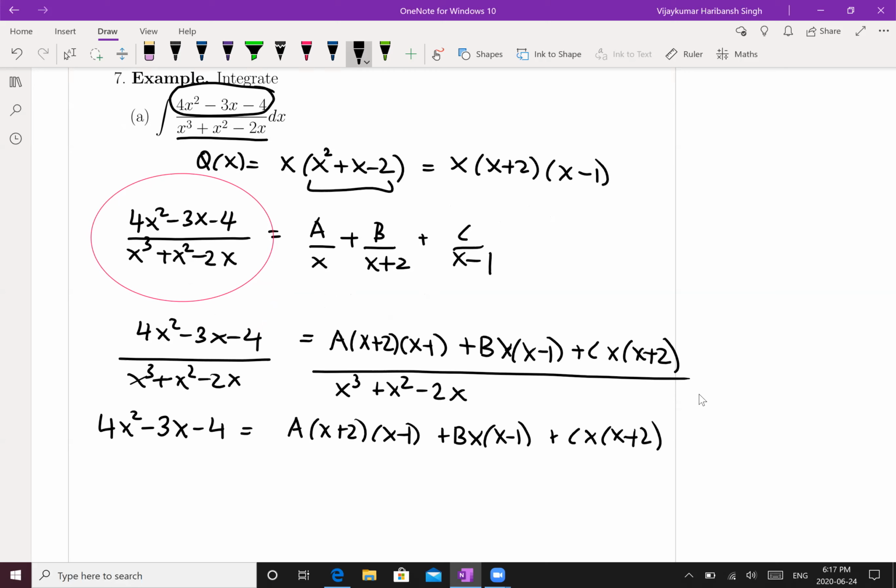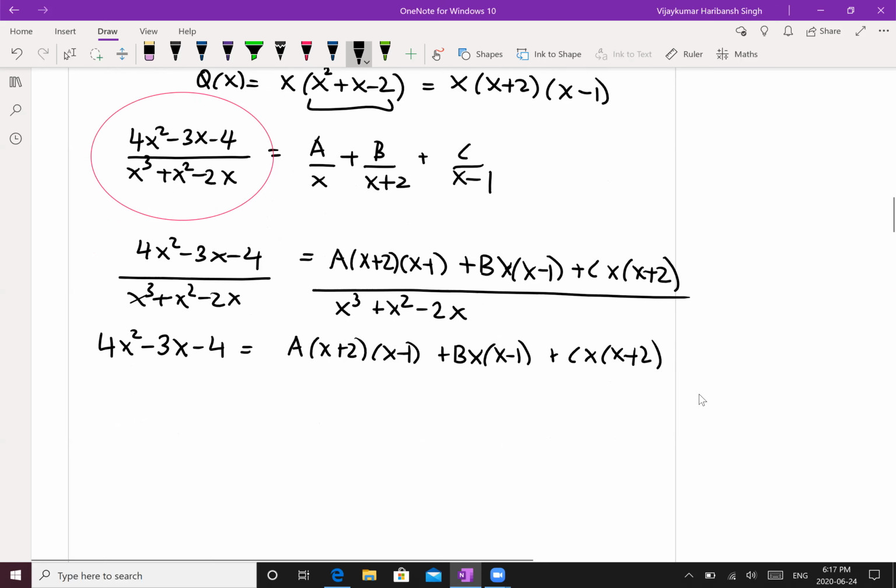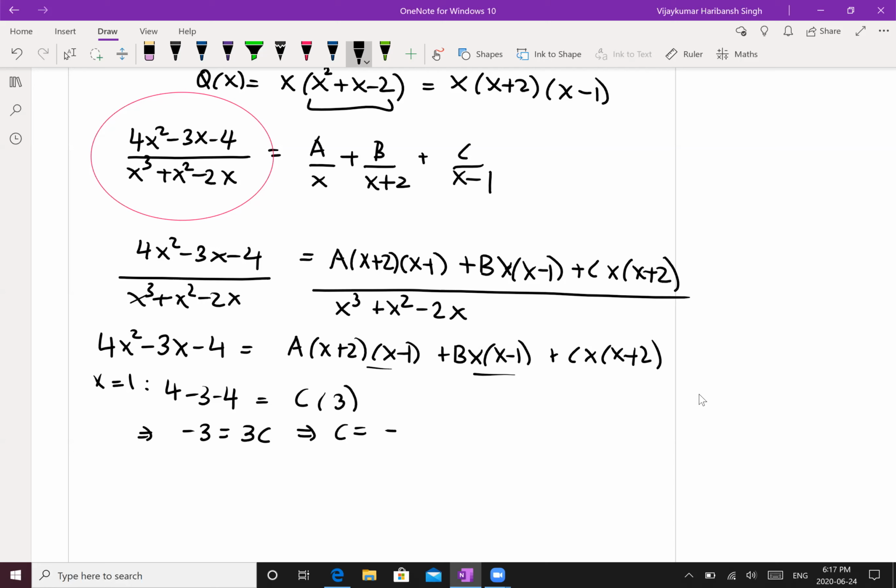Now what we'll do is the following. We need to solve for a, b, and c. So basically we can compare the coefficients. So we can multiply it out and then compare the coefficients. Okay. So that's one way. Other way is take x equals to 1. If you take x equals to 1, what will happen? So if you take the limit as x goes to 1 on both sides, on this side you'll get 4 minus 3 minus 4, and on the other side, this will go away, this will go away, you'll get c times 3. So this gives me minus 3 equals 3c, which gives me c equals minus 1.